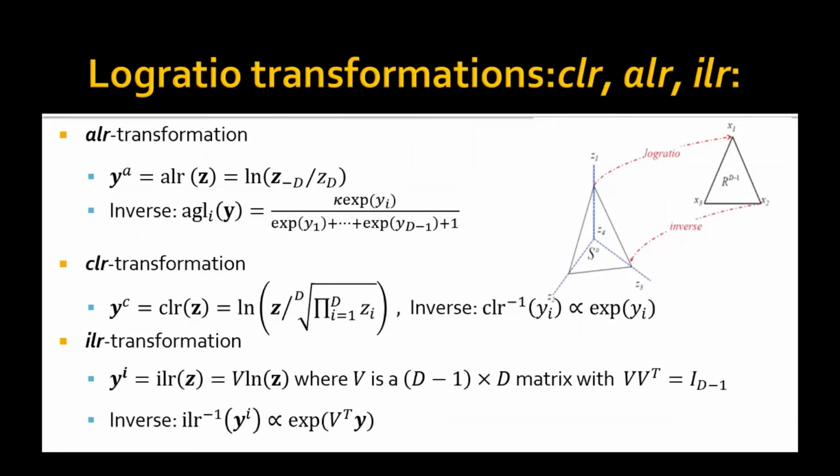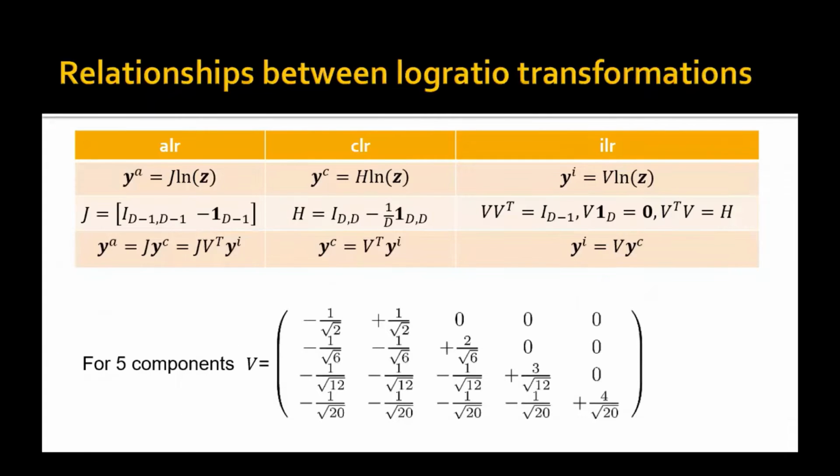And then in addition to that, there is the so-called pairwise log ratio transform, where you just look at all possible pairs of variables and take the log of their ratios. So it's a whole family of transformations that could be used. They are interrelated, and that is actually a very nice feature. You can move basically from ALR to CLR and ILR and back again.